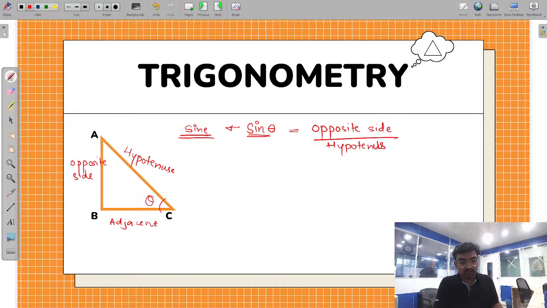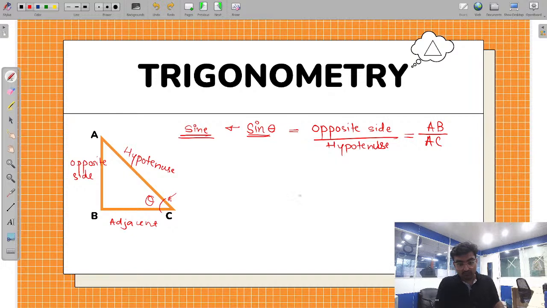Get it? For sine theta, if you are talking about the sine theta ratio, it is always opposite side upon hypotenuse. Now the theta is at angle C, so for angle C, which is the opposite side? AB. So we'll write AB upon hypotenuse, which is AC, correct? Remember this, sine theta is always opposite side upon hypotenuse. Even if we are talking about angle A, just the opposite side will change, right? For angle A, the opposite side is going to be BC.